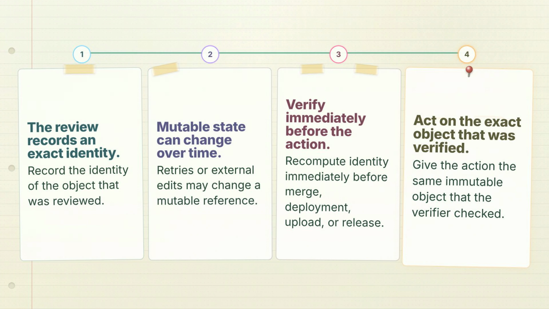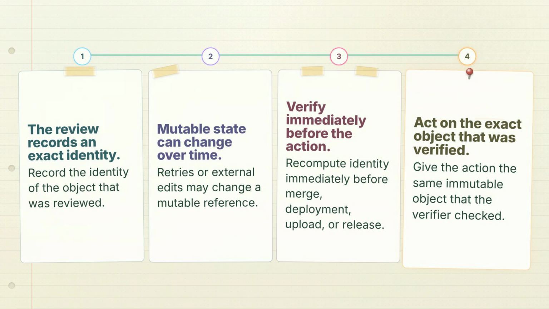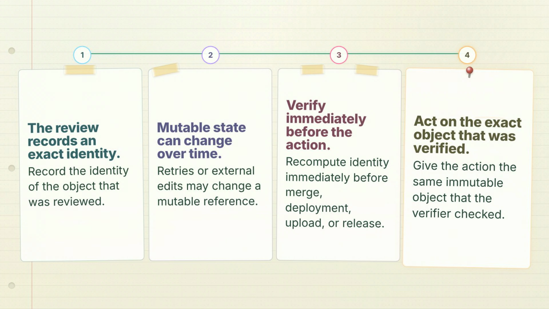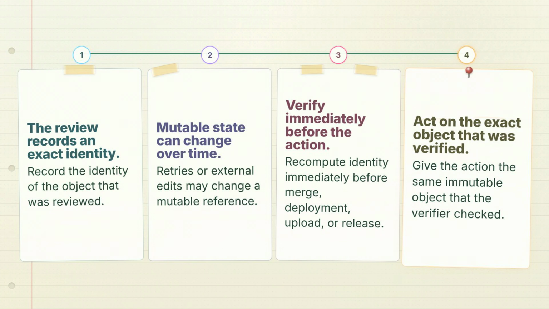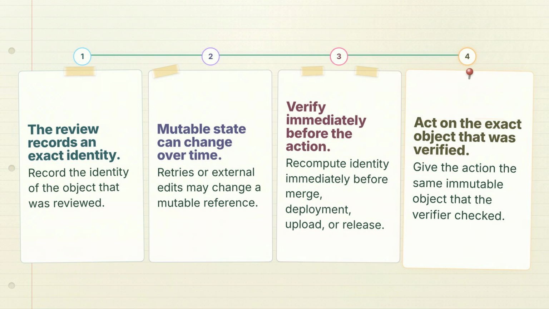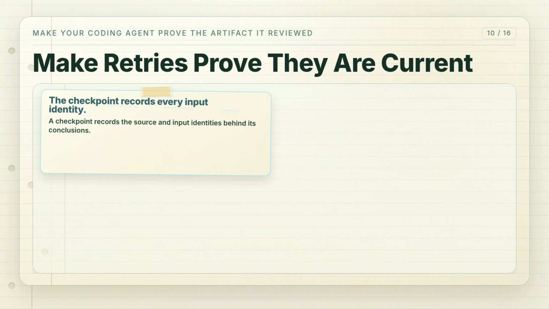If the tool must reopen a mutable reference, compare its observed identity again immediately before acting. The receipt authorizes that one decision, so every retry must earn current evidence. Checkpoints bound to identity matter when agents retry or resume. A checkpoint may contain conclusions derived from one source revision.